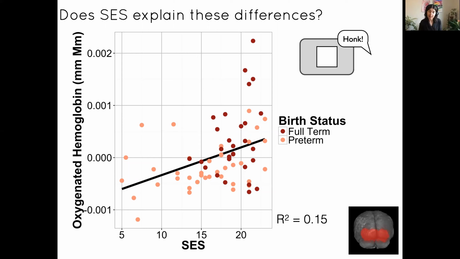And while we did find an effect of socioeconomic status, if you control for socioeconomic status, it doesn't explain the prematurity effect. And we looked at that a couple of different ways. So SES is certainly involved here, even at 6 months corrected age, but it's not explaining this effect, even though there are these differences between the populations.